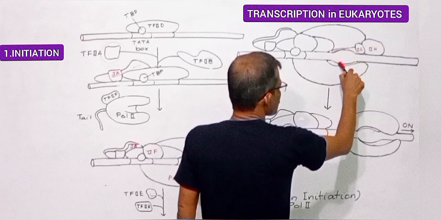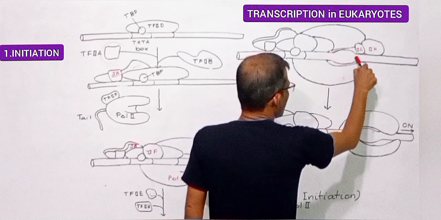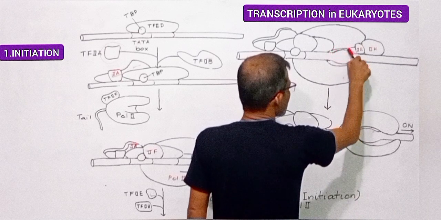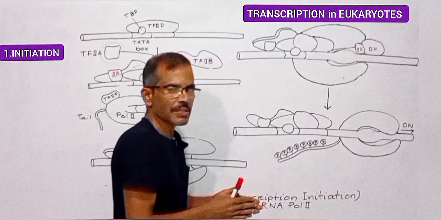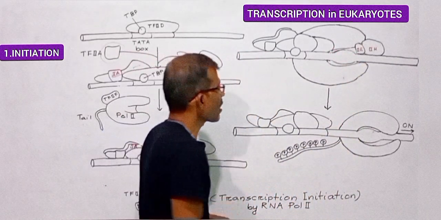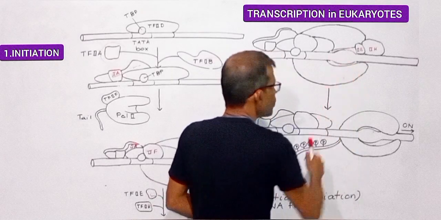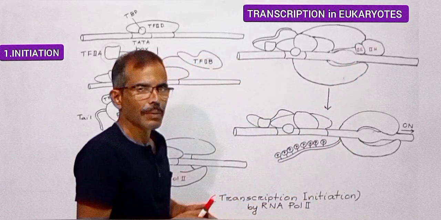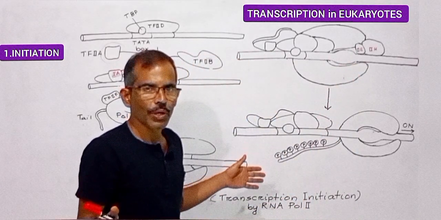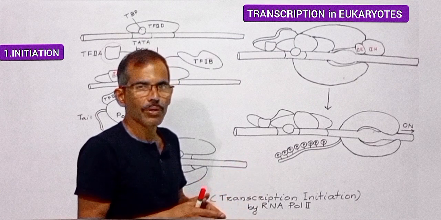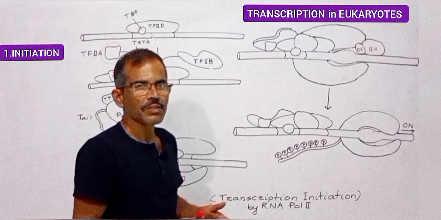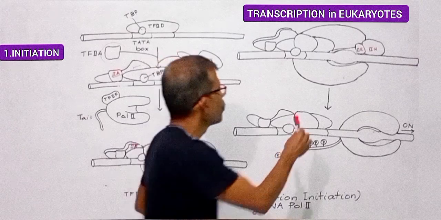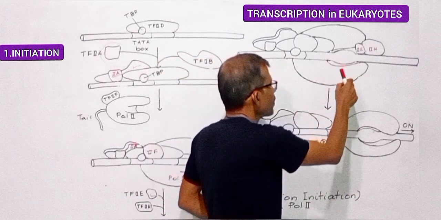The transcription bubble is a locally unwound segment of the DNA. Separation of the two DNA strands in the transcription bubble enables the template strand to pair with incoming ribonucleotides. Initiation takes place within the transcription bubble.